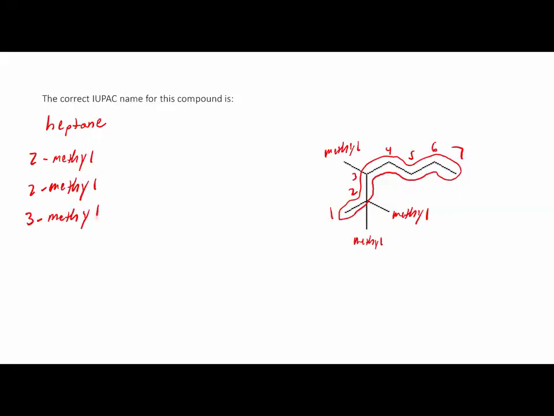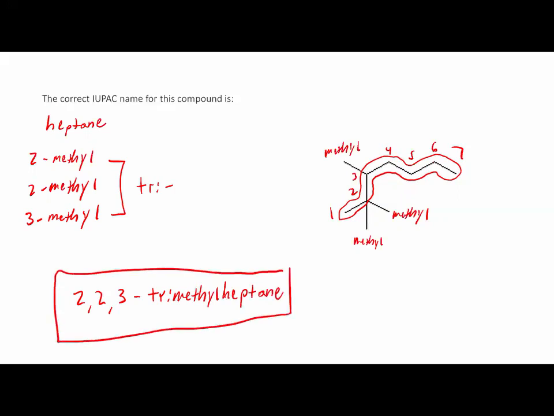So now we've got our list together. You have multiple of the same substituent. There's 3 of them, so you're going to put the tri prefix in front of it in the name. So when you put the name together, it's going to be 2,2,3-trimethylheptane. That's the correct name for this compound.